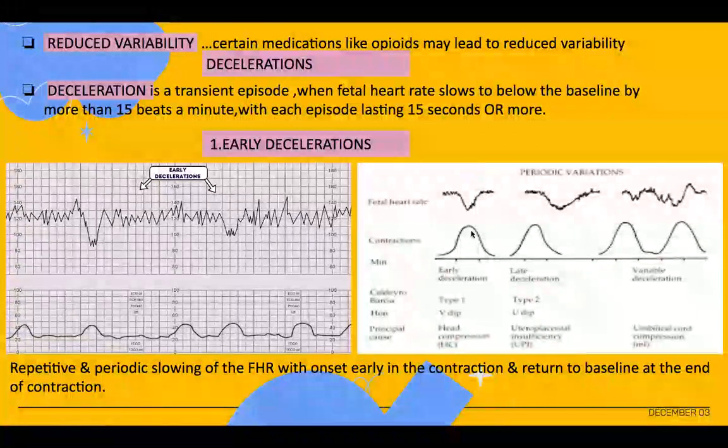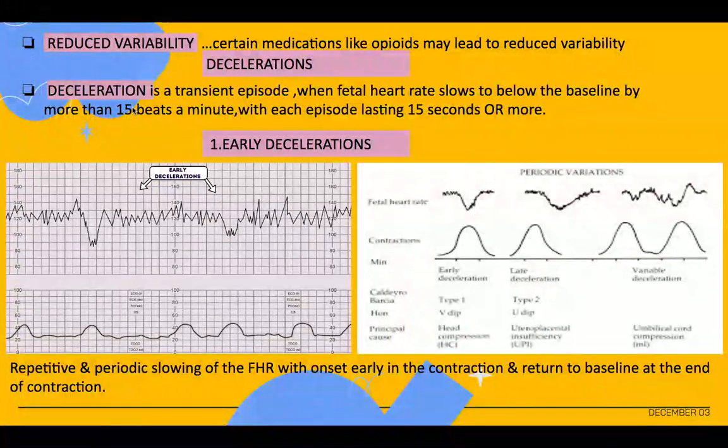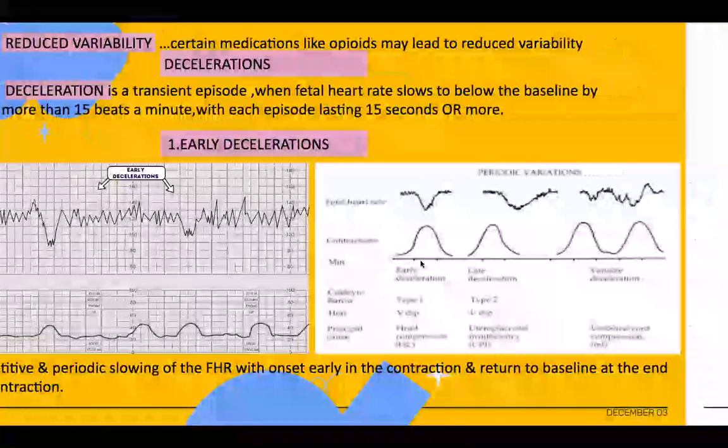I know that you guys are very expert in it, that this is the mirror image of the contraction. Everyone knows this, right? So it is a fall in the baseline fetal heart rate of 15 beats per minute, and each episode will last 15 seconds or more. So these are the early decelerations, right? Early decelerations are very easy to remember.